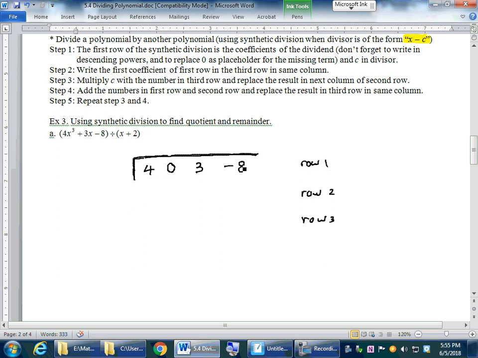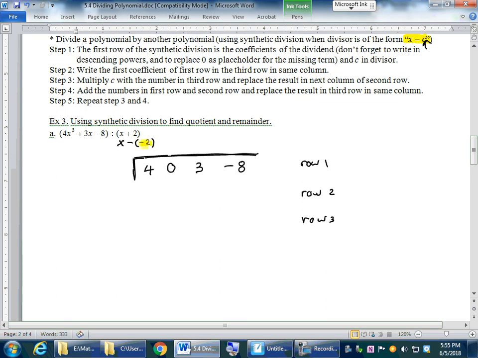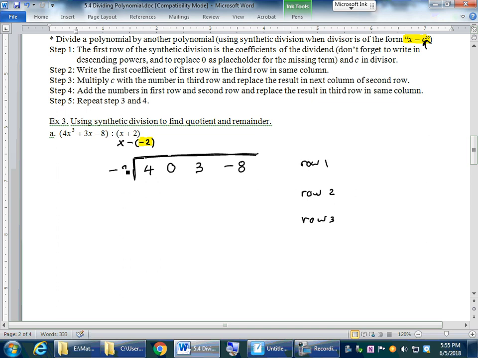And we are dividing by c, right? You see that c? So it has to be in that format. So this divisor, x plus 2, is not in the format. What we need to do is rewrite it into the x minus c format. So that means this will be x minus a negative 2. That's how I have to look at it. And now I can see that this is my c right there. So I will be using my c, negative 2.